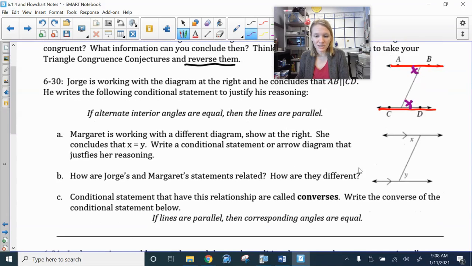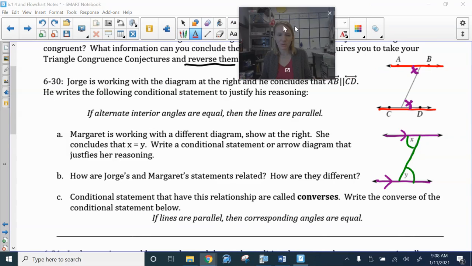So Margaret is working with a different diagram. She already knows that her lines are parallel, and she wants to conclude that x is equal to y. Do we have enough information to say that? Yeah, and that takes us right back to what we were just doing in our flow chart. We know that those have to be equal.